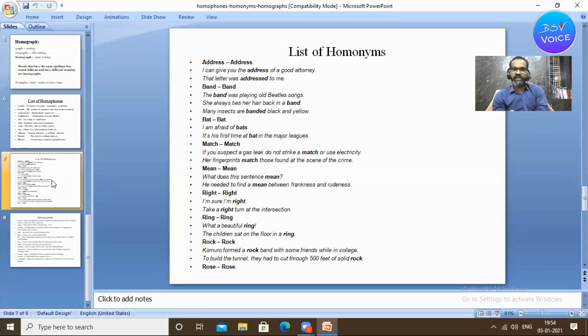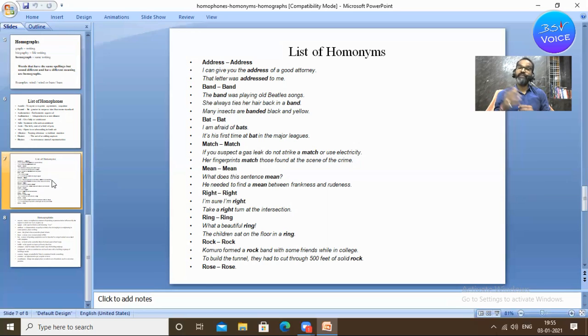And match and match. You can see that if you suspect a gas leak, do not strike a matchbox. You know that matchbox. Or use electricity, or fingerprints match those found at the scene of the crime. So match means here it matches that. Match is also a matchbox. So both: match and match.